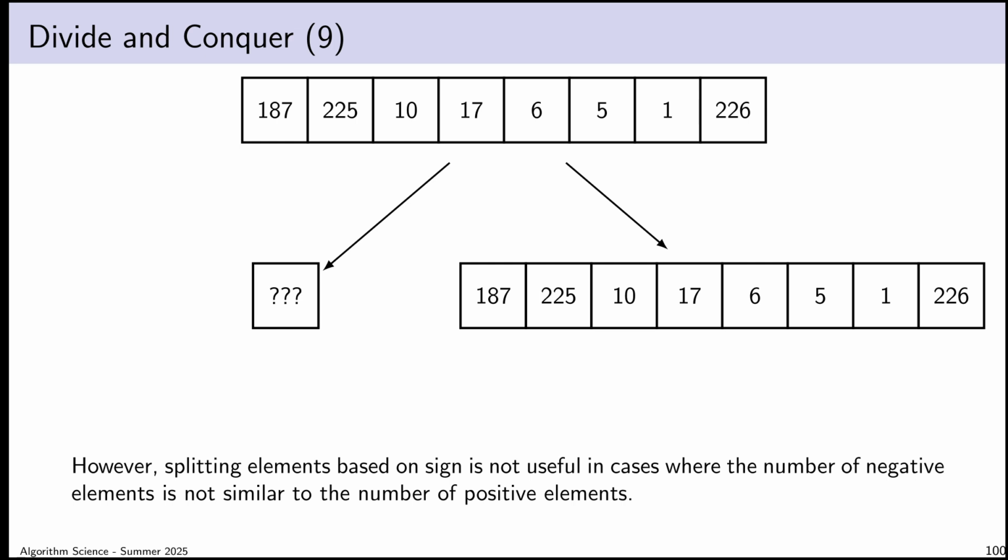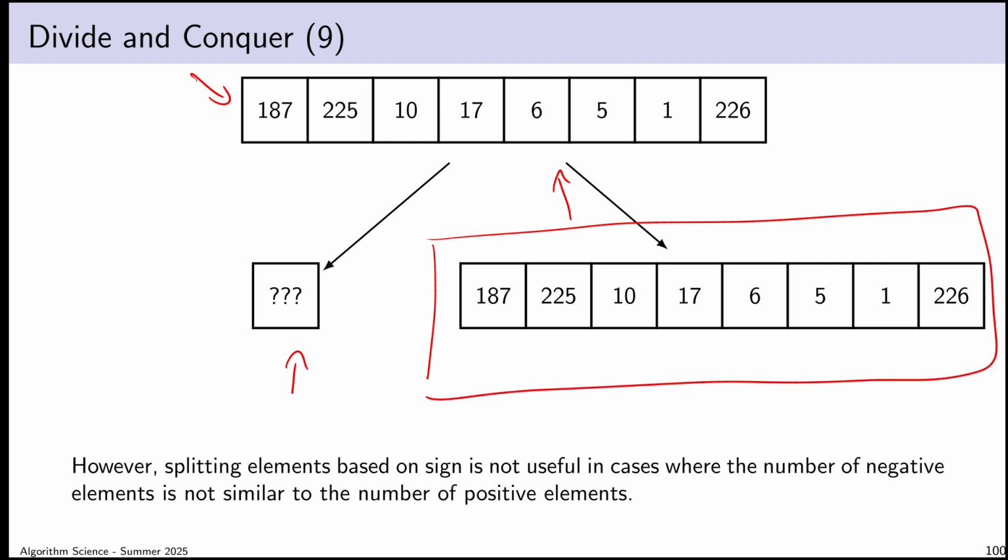The problem with this, of course, is that it doesn't generalize. So if I have this array here, which contains no negative elements, then what do I put on the left? Nothing. And that's really scary because now I've got this array on the right that's the same array I started with. So if I recurse, I'm just recursing infinitely because I'm going to keep trying to sort the same array over. Okay, so that's not going to work. I can't just split by sign.